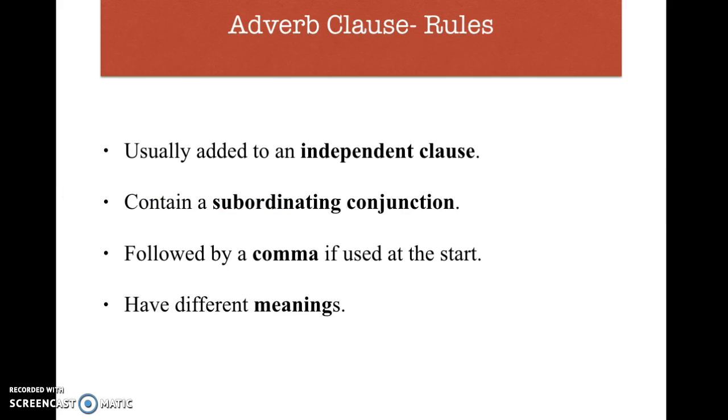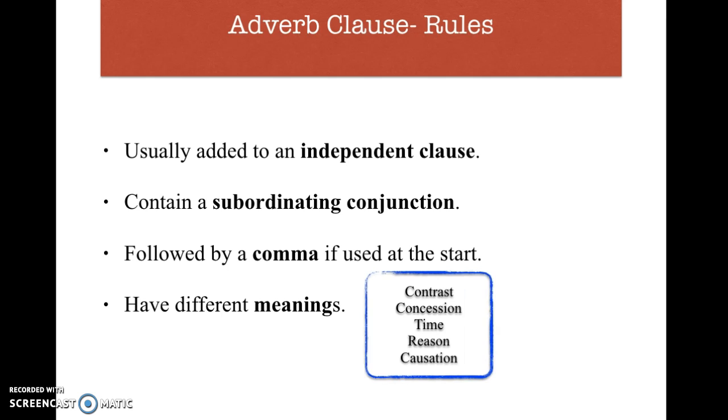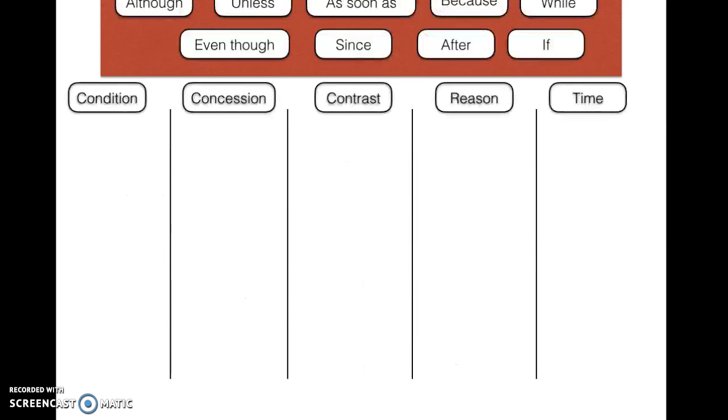So just a quick recap of the rules. Adverb clauses are added to independent clauses. They contain a subordinating conjunction, like the ones we looked at there: although, because, whenever. The comma follows the adverbial clause if you start with the adverbial clause, and they can all have different meanings. You might show contrast, concession, time, reason, causation. Let's have a quick look at these.